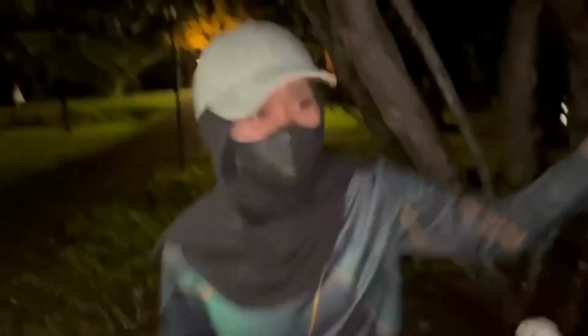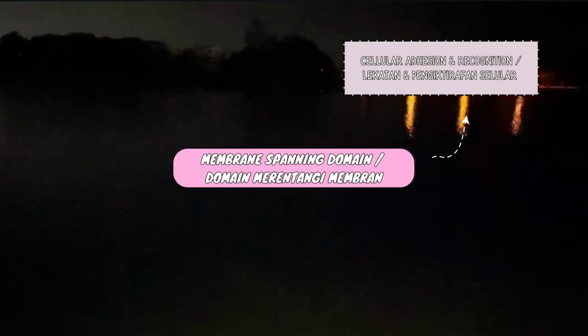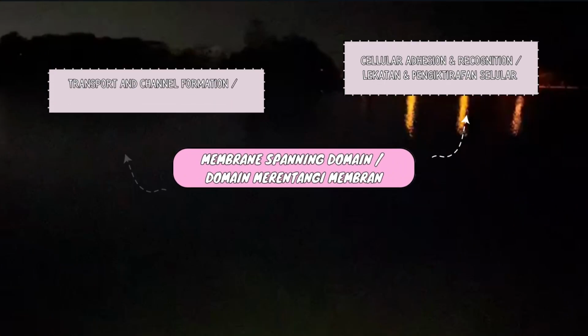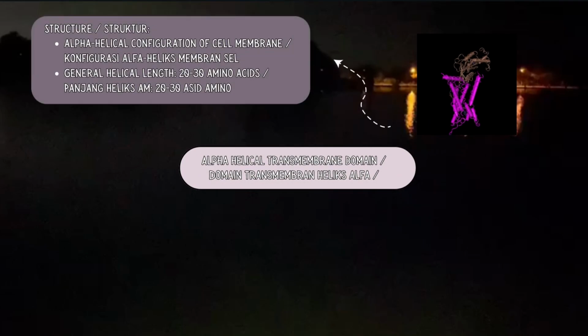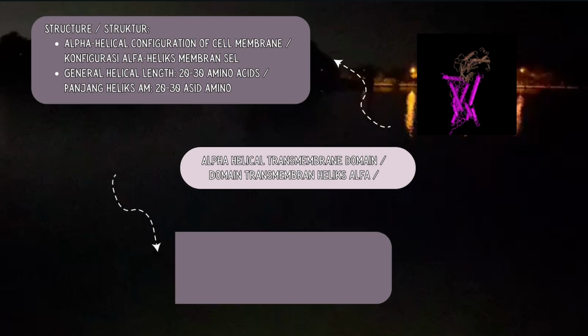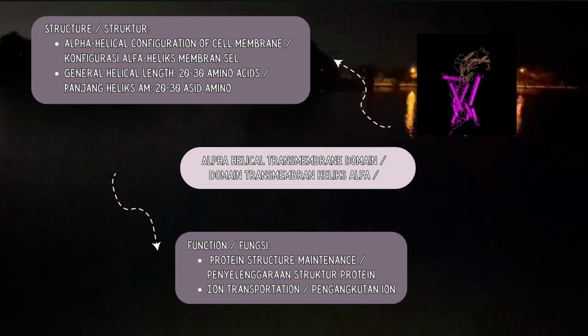Look, it's the membrane spanning domain. Membrane spanning domain function in cellular adhesion and recognition, and also transport and channel formation. Examples is the alpha helical transmembrane domain. This domain has the structure of alpha helical configuration of cell membrane and general helical length of 20 to 30 amino acid. It functions in protein structure maintenance and ion transportation.